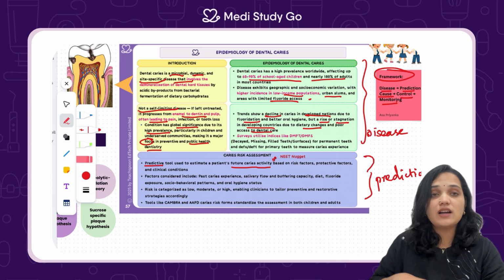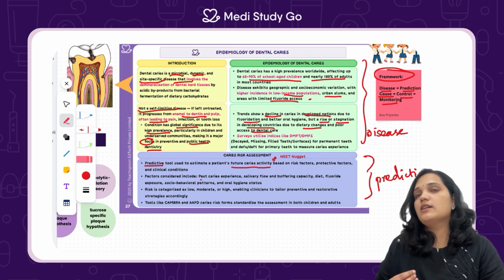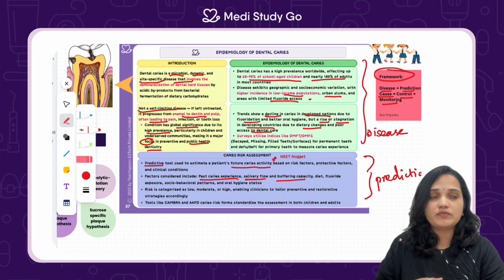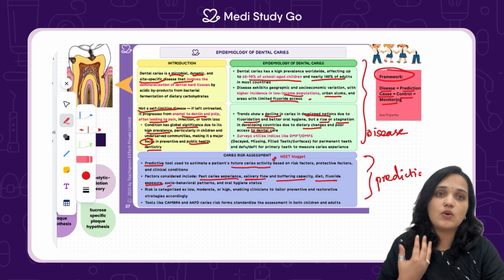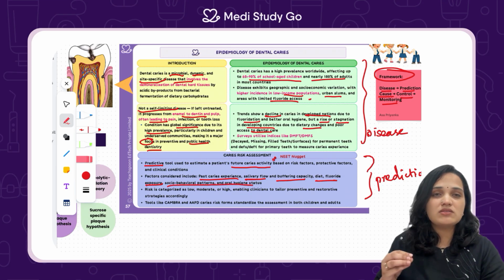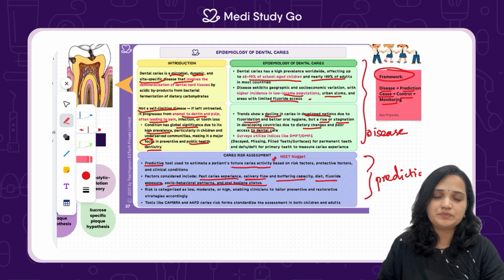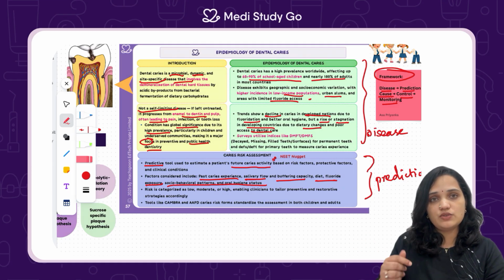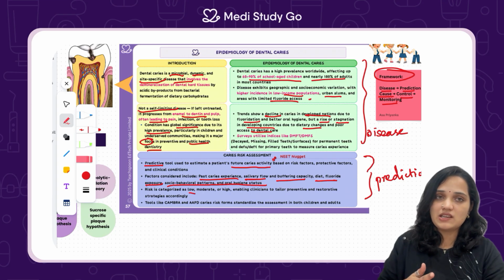How does it do that? It considers many factors, like the person's past caries experience, their salivary flow and buffering capacity, their diet, their fluoride exposure, their oral hygiene practices, and also their socio-behavioral factors. Based on all of these factors, patients will be categorized into low, moderate, or high-risk caries groups.